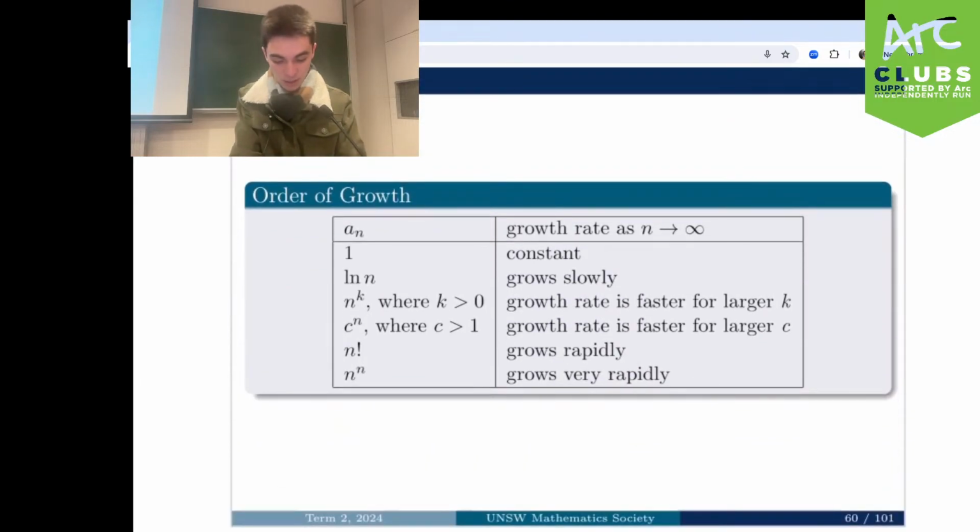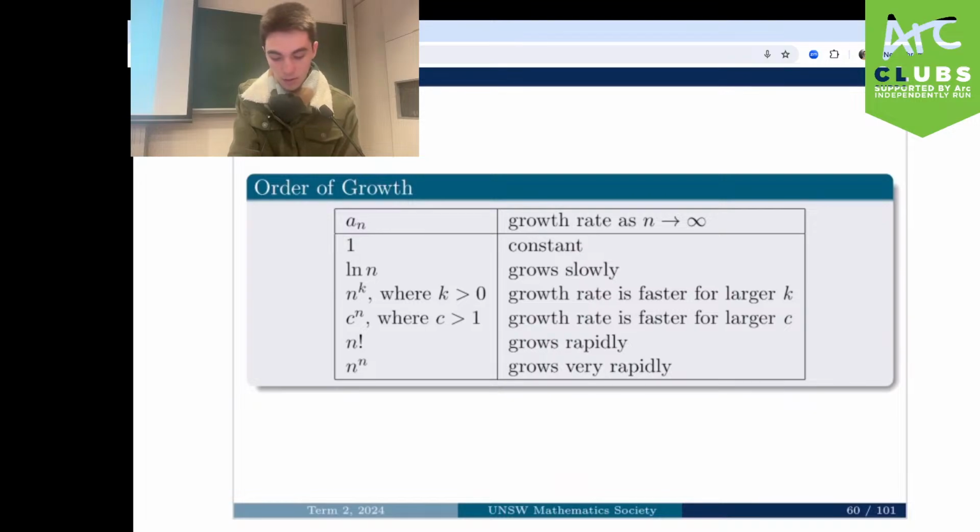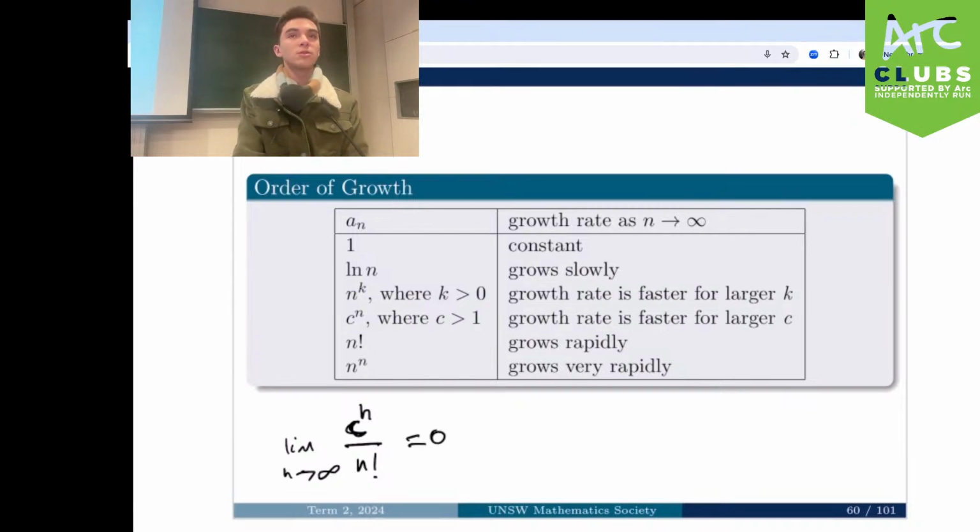Okay, so here's a nifty little table that gives you an idea of the rate of growth for these functions, right? So what this is telling us is that these functions are ordered in increasing rate of growth, okay? So for instance, if you took the limit of an exponential function divided by a factorial function as n goes to infinity, that would go to 0 because eventually the factorial will start growing faster.